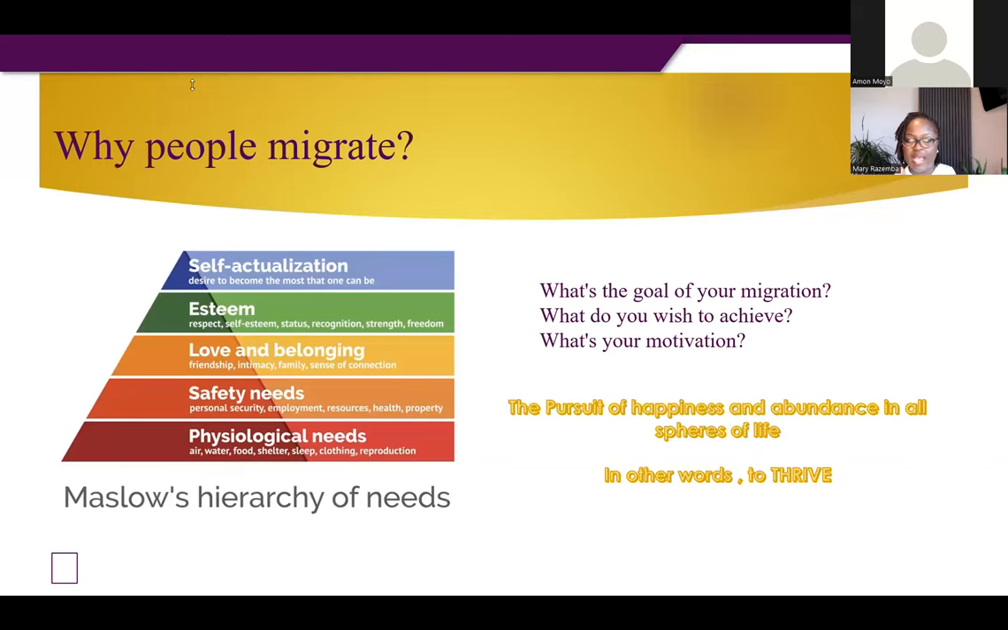And when we look at migration, when you're looking to migrate, I think the biggest driving factor is probably your motivation. It's probably your fulfilling each and every one of these needs. Think individually, if we can reflect, you'll find that you're trying to fulfill your physiological needs, the basic needs, food, shelter, warmth, and the safety needs, personal security, employment, resources, health, and property.